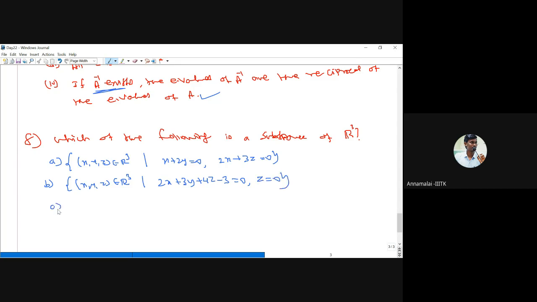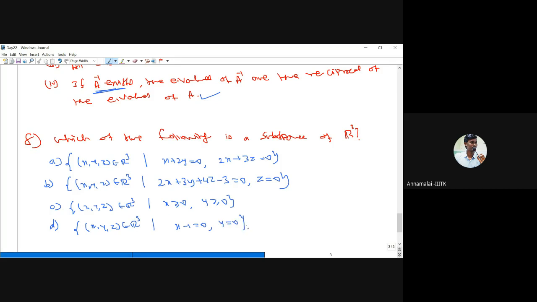The third one is the set of all (x, y, z) in R3 such that x is positive or 0 and y is also greater than or equal to 0. And the last option: the set of all (x, y, z) in R3 such that x minus 1 equals 0 and y equals 0.